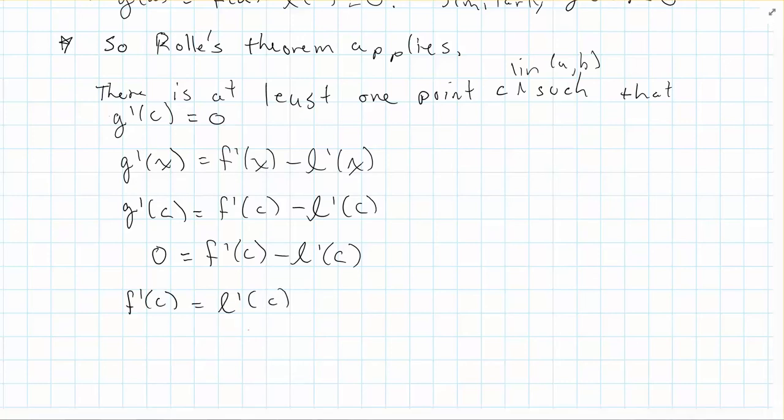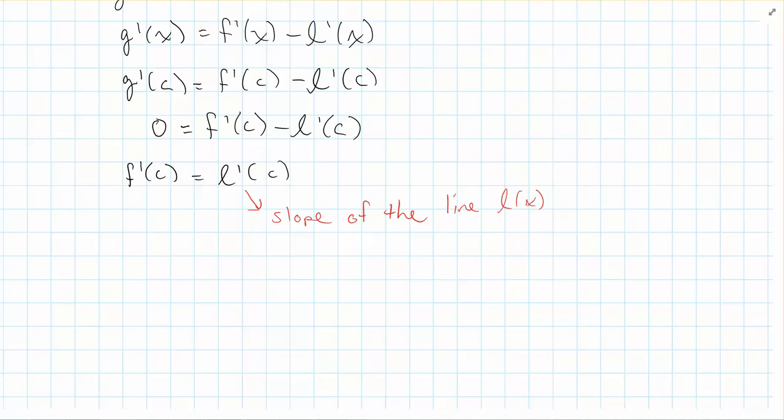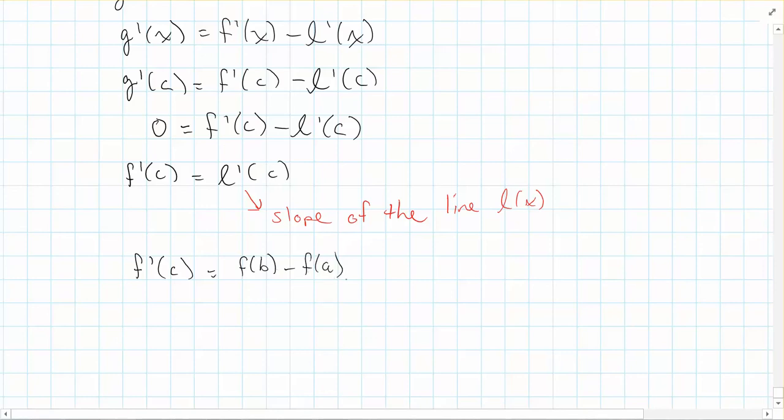But remember, L is just a straight line. This is just the slope of the line L(x). So if that's just the slope of the line L(x), what we really end up having is f'(c) equal to, well, the slope would just be (f(b) minus f(a)) over (b minus a). So we've just proved the mean value theorem. The mean value theorem is actually proven using Rolle's theorem.